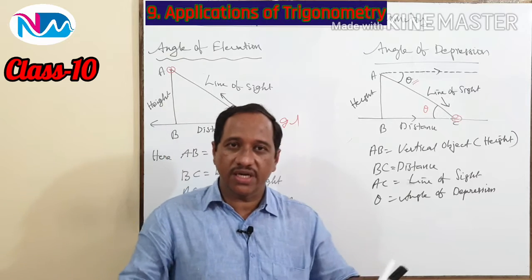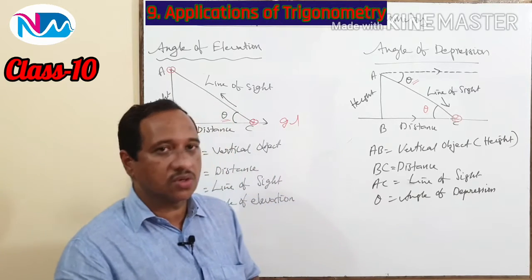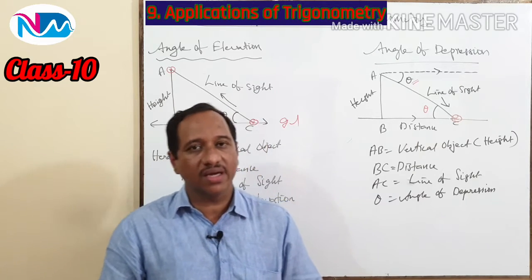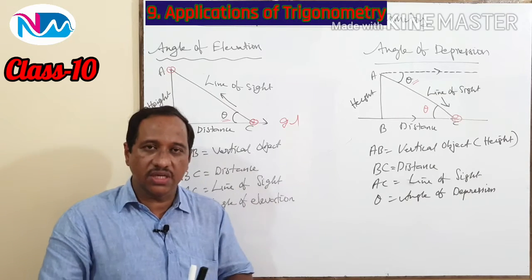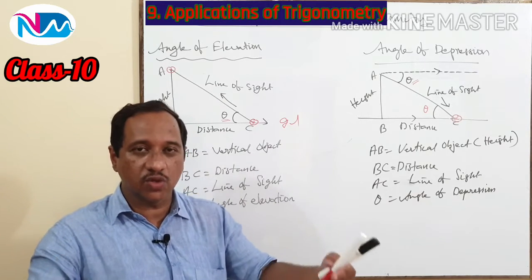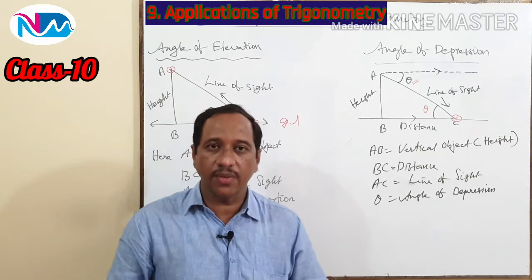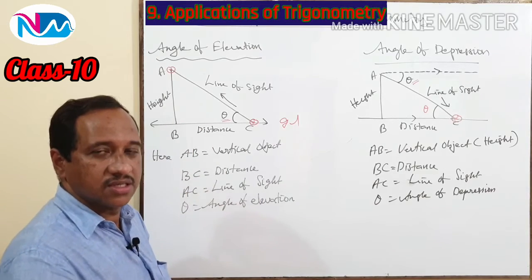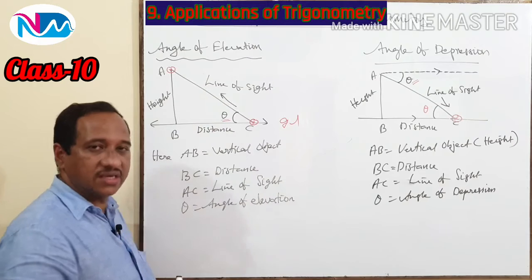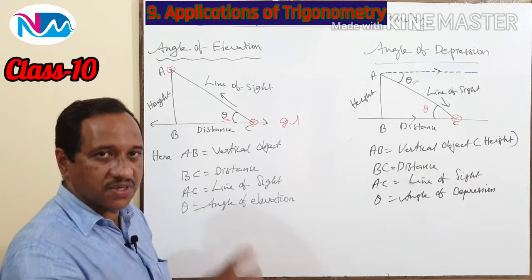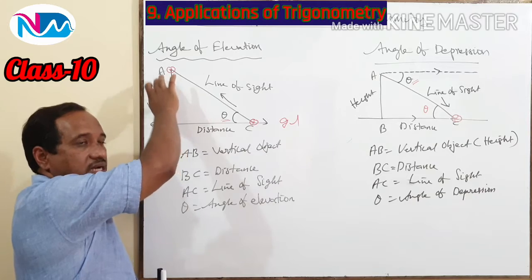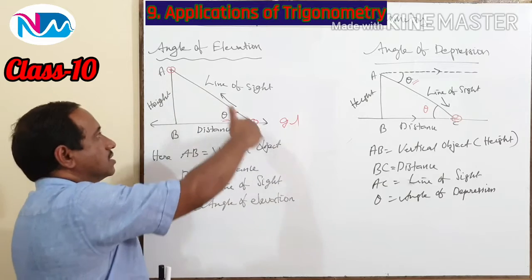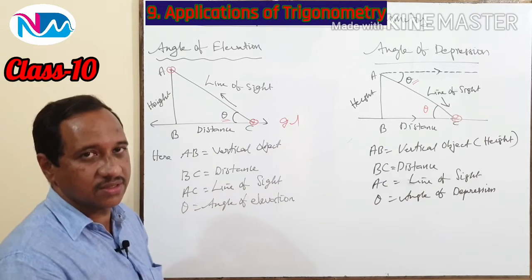My dear students, according to the 10th syllabus, we will have to solve questions involving one right angled triangle or two right angled triangles. Whenever you get a question, it is very important to understand the situation. If the situation is familiar for you, it will be easy for you to present the situation in the form of a right angled triangle by representing the vertical object as the perpendicular, distance as the base, and the hypotenuse may be the line of sight.